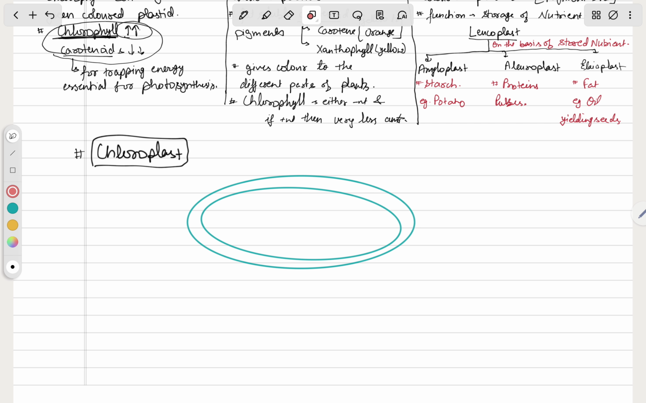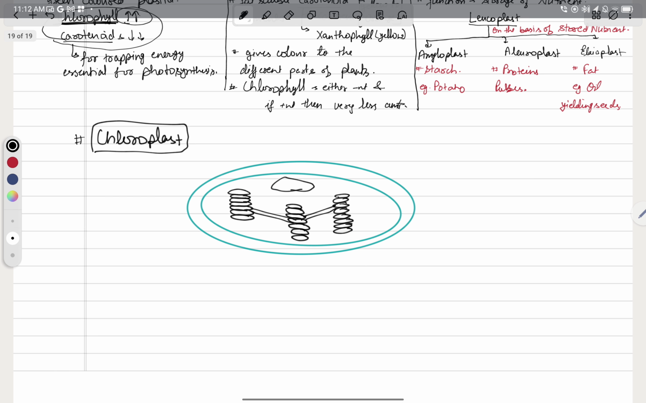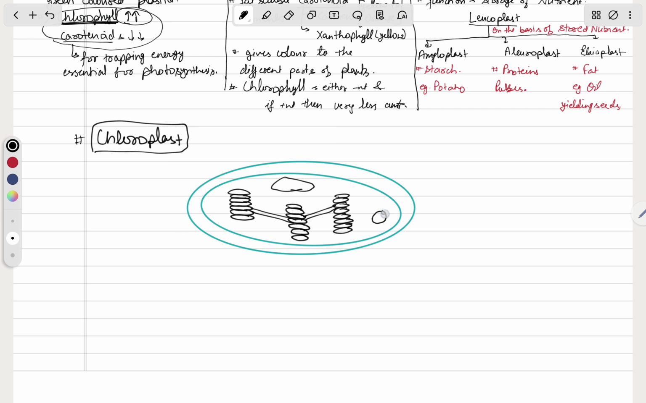Right? So that is a double membrane bound structure. Then they have these coin-like structures, that is thylakoid. A pile of coin-like structures is grana. Two grana are interconnected through stroma lamellae, right? That is the structure of a chloroplast. It has a starch granule, and just like mitochondria, they also have their own circular DNA and their ribosomes.